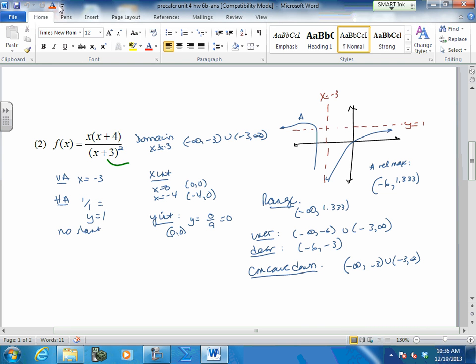Okay, again, make sure your x-intercepts are zeros of your numerator. Your y-intercept is when x equals 0. Go back to your original one. Plug the x in for 0.